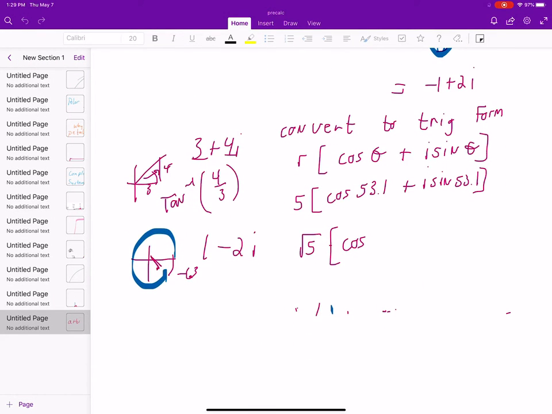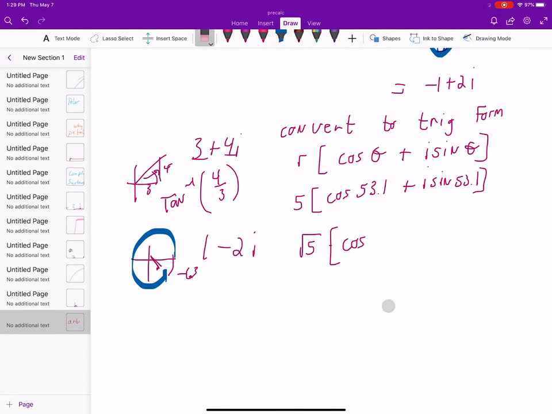Let me try this again here. There we go. I think we're going to get it to work this time. So I'm going to put the negative 63 in there. Okay, plus i sine negative 63. So there's that one.